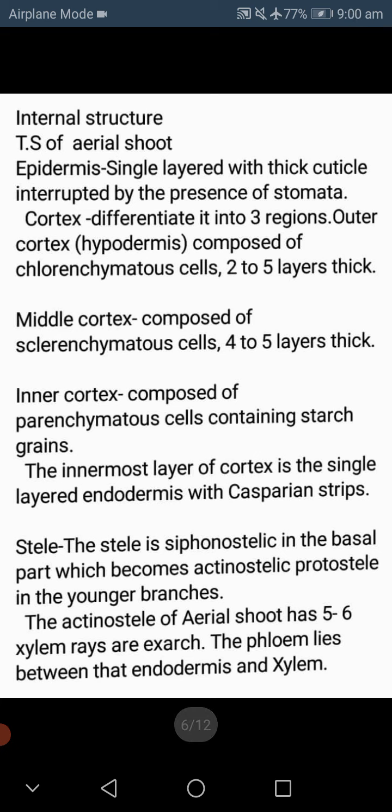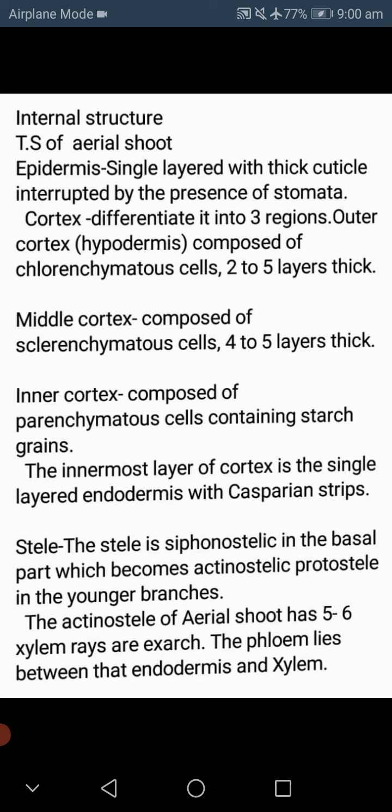Let us discuss the internal structure or anatomy of the aerial shoot, scaly leaves as well as the rhizome. First is the TS of the aerial shoot. The epidermis is a single layer with a thick cuticle interrupted by the presence of stomata. The cortex is differentiated into three regions. The outer cortex, that is the hypodermis, is composed of chlorenchymatous cells and is 2 to 5 layers thick.